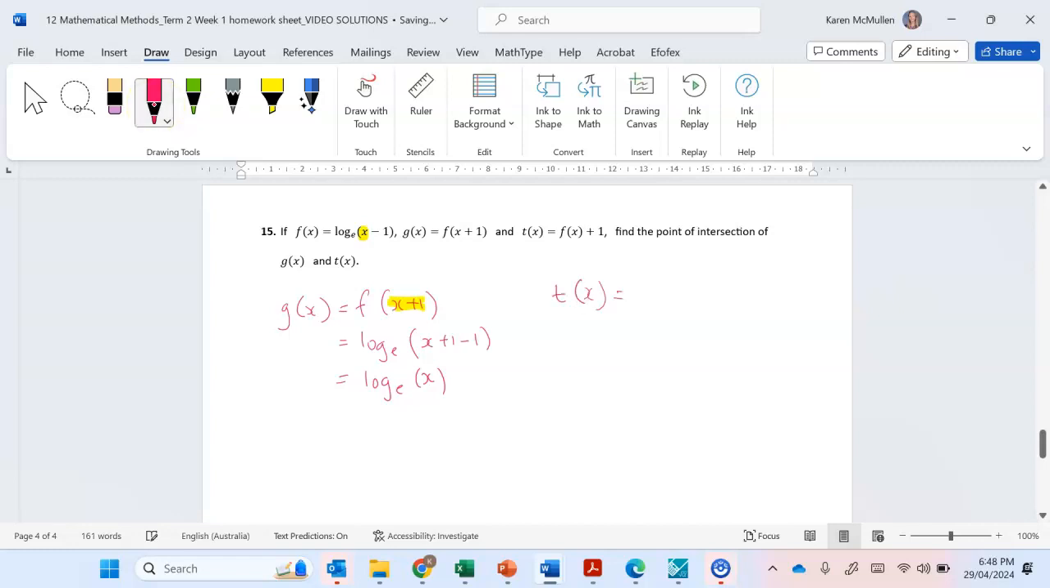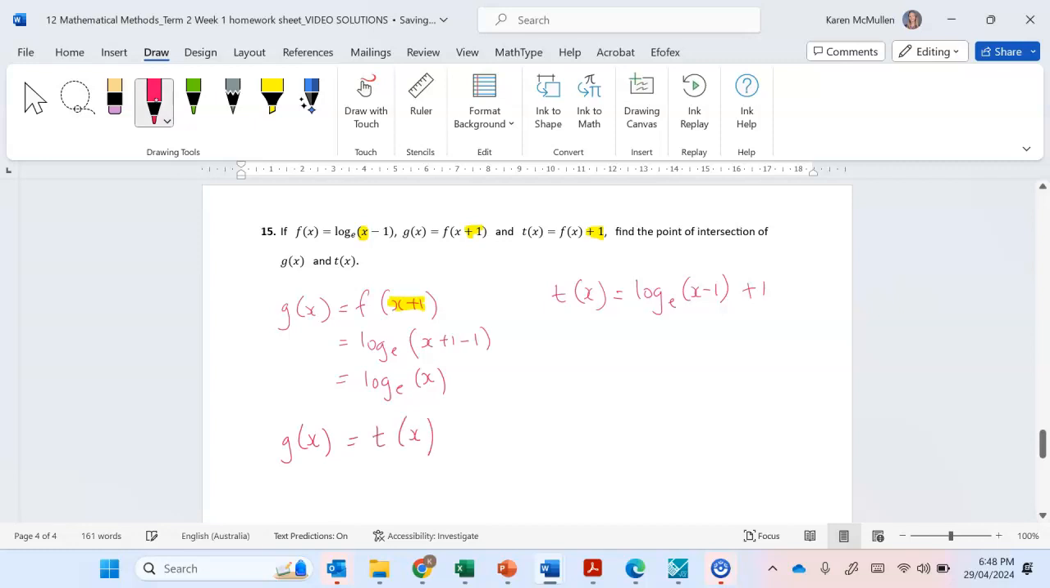So t of x is equal to f of x, which is log base e of x minus 1. So there's f of x, and then we're adding 1 onto the end. So slightly different in that placement of the plus 1. All right, so if we're finding the point of intersection, we let g of x equal t of x.